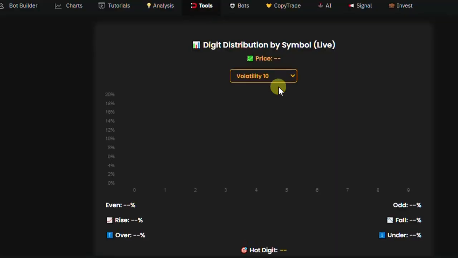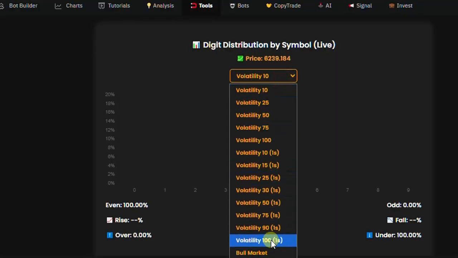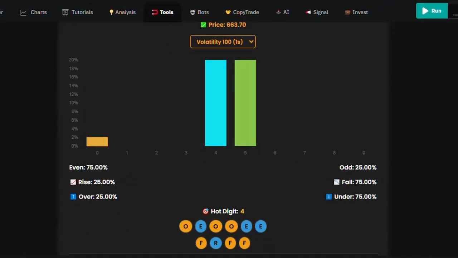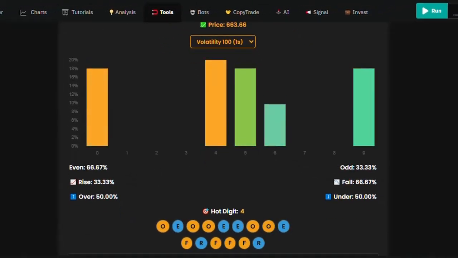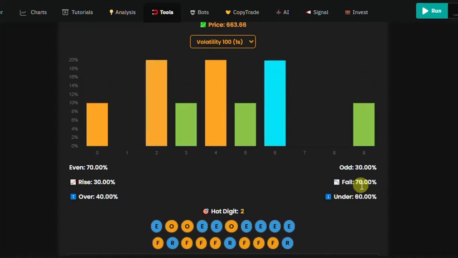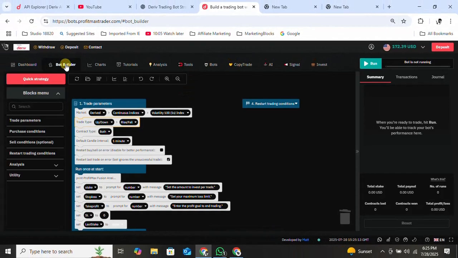So we are going to do rise and fall. Volatility is 101s. I've picked it there and I'm analyzing on the tool now. So we want to see whether it's rising or falling, that is above 60%, and you can see fall at 70%. So we come back to the bot and adjust for a falling trade, okay?